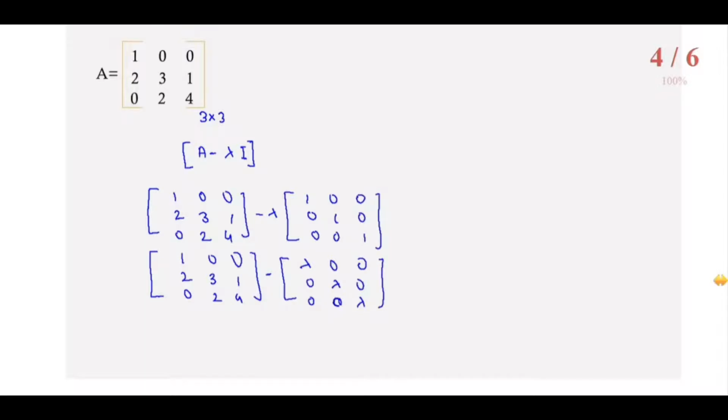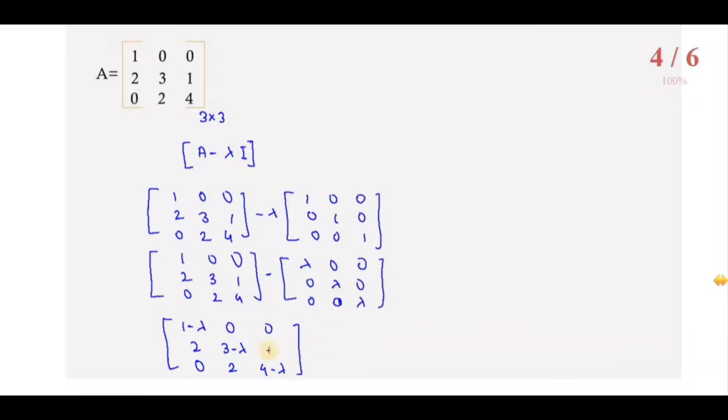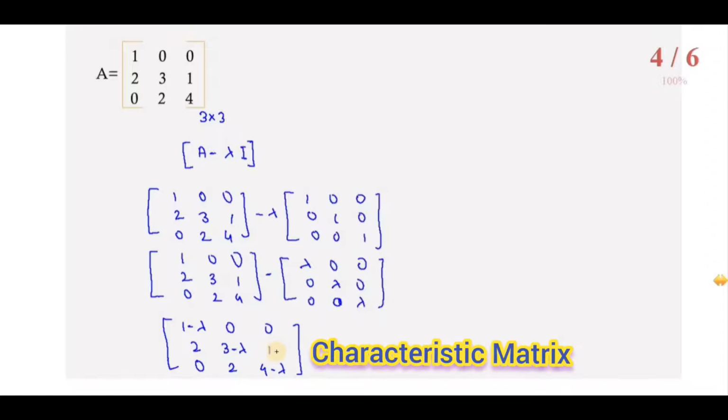So now we can write this matrix like this: 1 minus lambda, 0, 0, then 2, 3 minus lambda, 1, 0, 2, 4 minus lambda. So diagonally we are getting the lambda terms subtracted. This is our characteristic matrix.